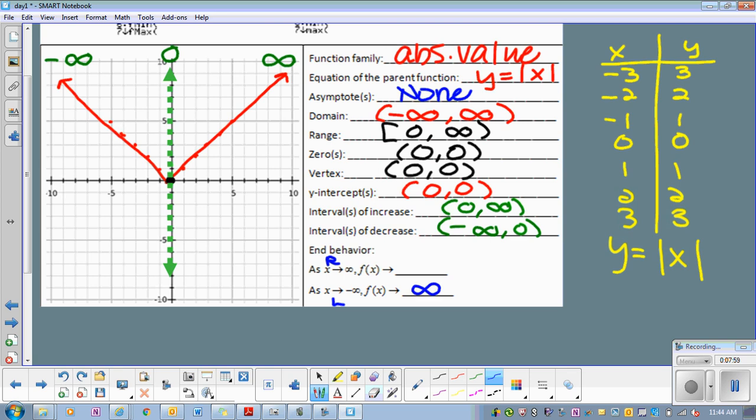So what is the right end behavior doing? Where's that one going? It's also going up to infinity. Okay? Any questions about this? You remember, it never left. Good.